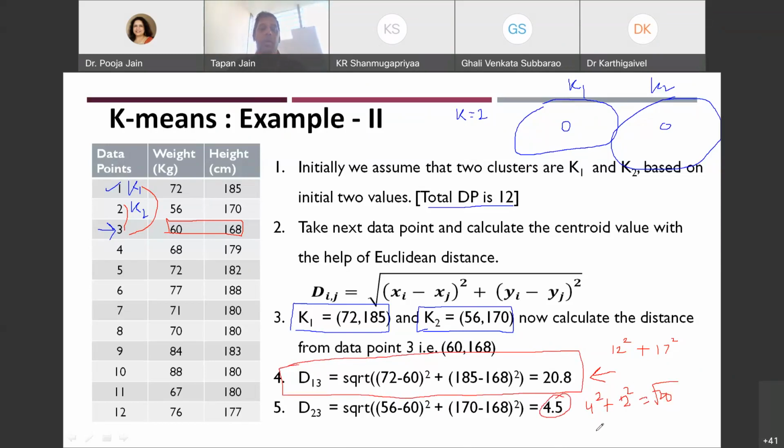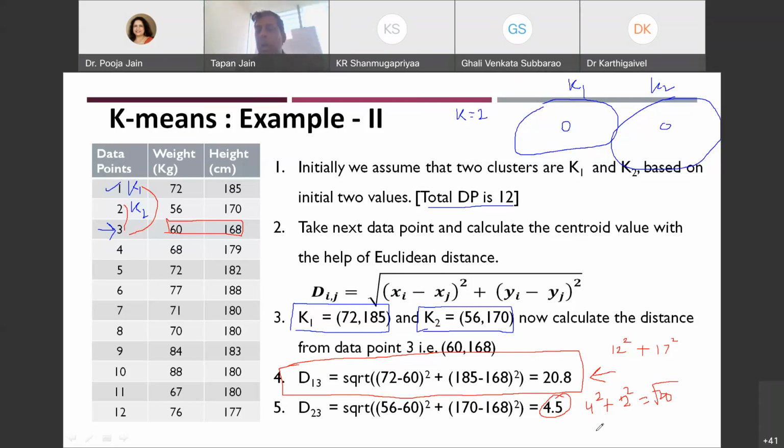So once again, I repeat: here we want to distribute our 12 data points into the clusters. We predefine the cluster value as 2, so we assume that we have 2 clusters. Now we divide all 12 data points into the 2 clusters. We initially assume that data point 1 and data point 2 are the starting points. With one data point in a cluster, it acts as the centroid value. So that centroid is 72,185 for cluster 1, and for cluster 2 the centroid value is 56,170.